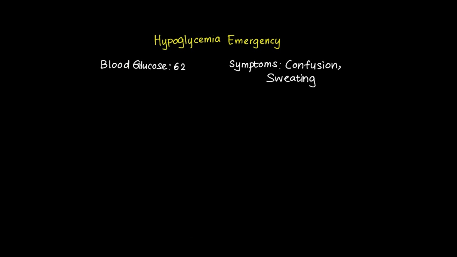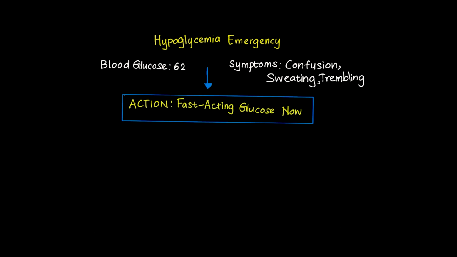The patient has a blood glucose of 62 with confusion, diaphoresis, and trembling. That is textbook symptomatic hypoglycemia, and it is a medical emergency. The priority action is to give a fast-acting glucose source immediately. Juice, glucose tablets, regular soda, anything that gets sugar into the blood fast. Every second counts because the brain is running out of fuel.